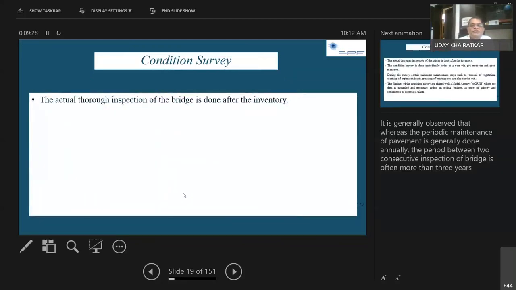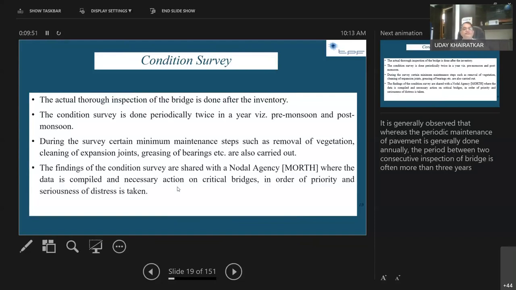The actual thorough inspection of the bridge is done after the inventory. It is generally observed that whereas the periodic maintenance of pavement is generally done annually, the period between two consecutive inspections of bridges is often more than 3 years. The bridge condition survey is not done annually or so. However, things are changing now. The condition survey is done periodically, twice in a year, pre-monsoon and post-monsoon. During the survey, certain minimum maintenance steps such as removal of vegetation, cleaning of expansion joints, greasing of bearings, etc.